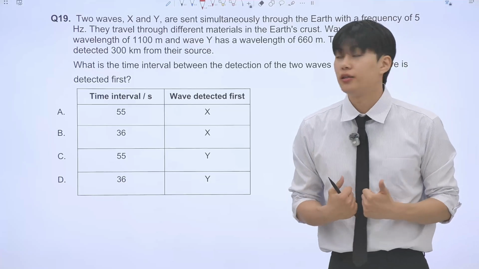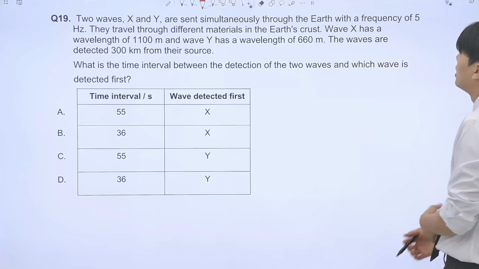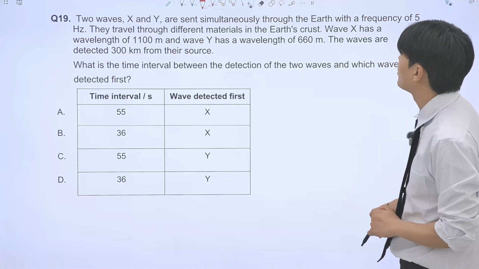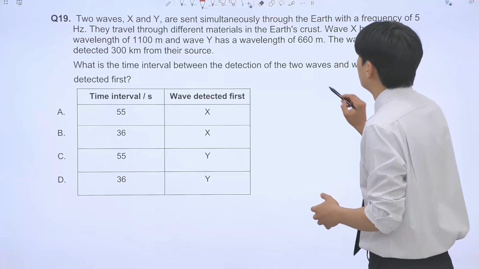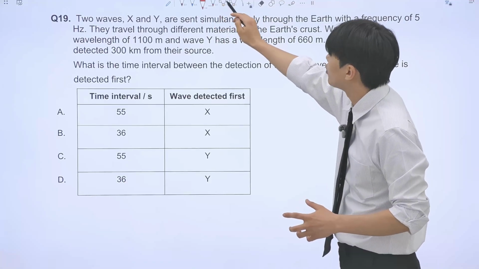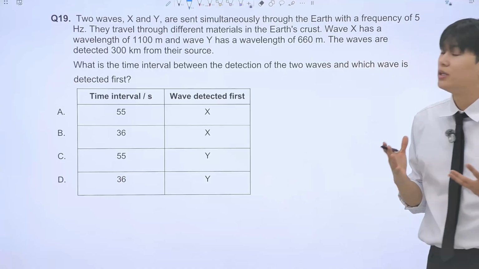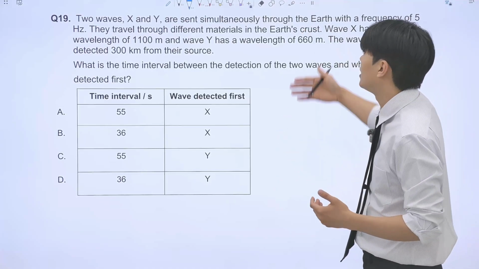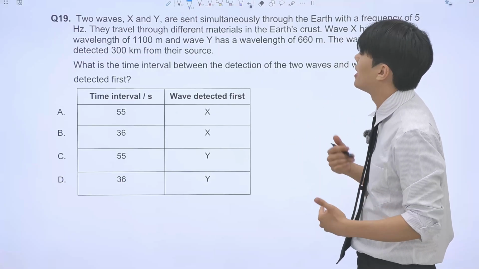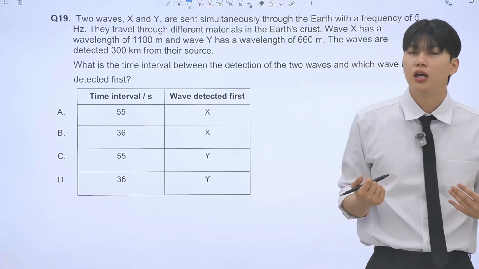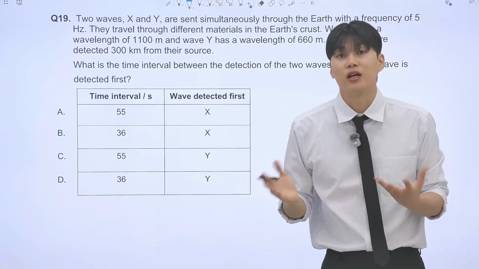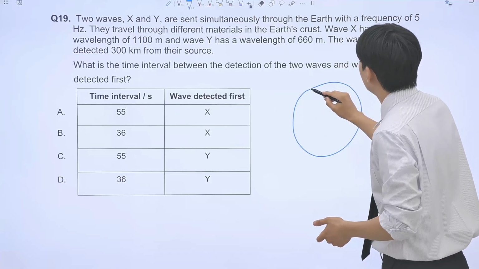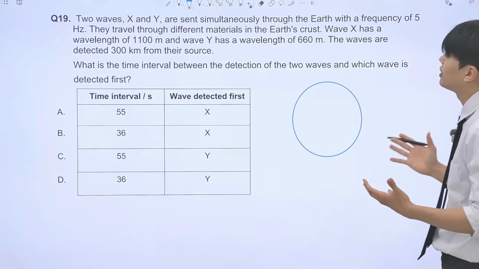Right, next we have question 19. They said the two waves X and Y are sent simultaneously through the Earth with a frequency of 5 hertz, and they travel through different materials in the Earth's crust. This kind of question is pretty weird because it hasn't been seen on the exam for a pretty long time. The principle is that we can use v equals d over t and some refraction. However, the situation itself is pretty weird, because if you see this kind of thing at first, you don't know how to start.